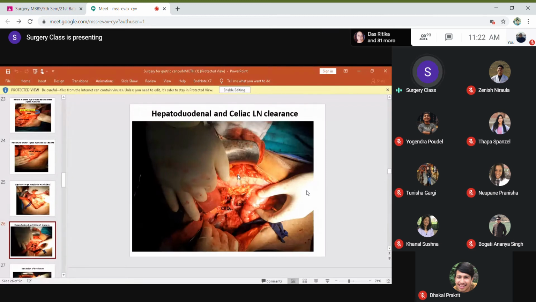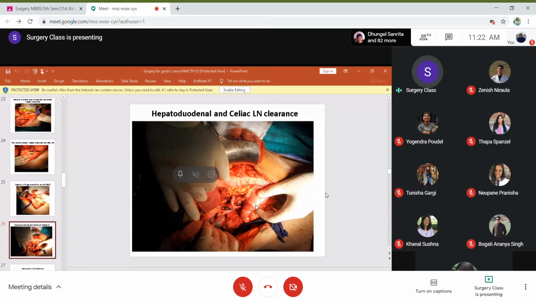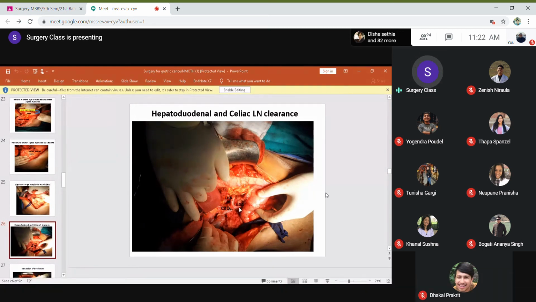Okay, so now the common hepatic artery, the CBD, the gastroduodenal artery. This is the duodenum here, down towards the right medially. The left hand is holding the duodenum, and the gastroduodenal artery is the first branch of the common hepatic artery, and you can see the common bile duct here superiorly, towards the left. All these stations of the lymph nodes are removed, as I have told you, in D2 gastrectomy.